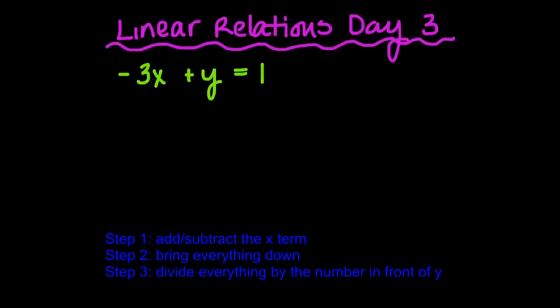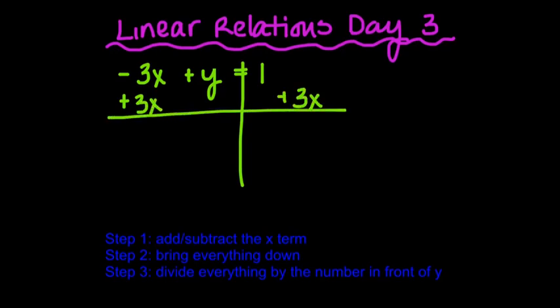So the first step, we're going to add or subtract the x term. In this case, our x term is a negative 3x. So I'm going to get rid of that by adding 3x to both sides. Now again, when I add it over here, I do not combine it with the 1 simply because those are not like terms. So the x's on the left will cancel out. Let's bring down a positive y, or just y, and then these come down separately. This is step 2, so we're going to bring down positive 3x and then plus 1.